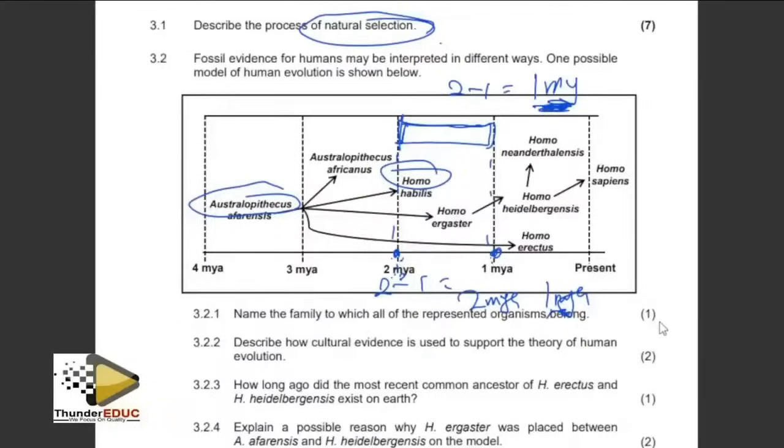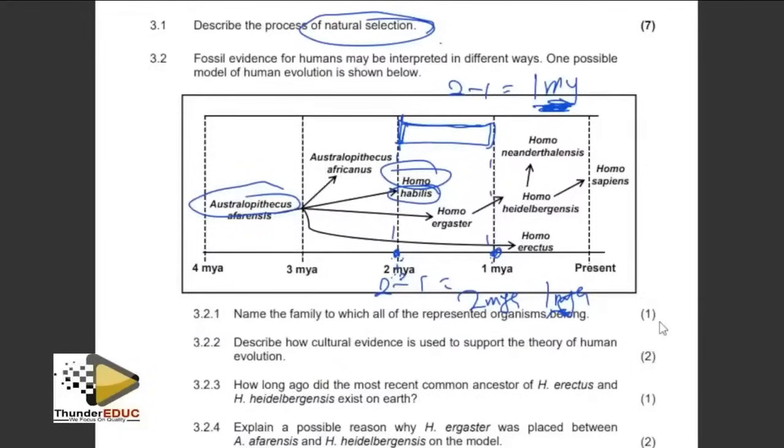Then now they are saying, which species first used the tools? When they ask you which species, if it is not indicated here, it is Homo habilis. That's why it's called Handyman. Which species first walked on 2 limbs? If they ask you which species first walked on 2 limbs, if it's not indicated here, it's going to be Homo erectus. I repeat, Homo erectus.